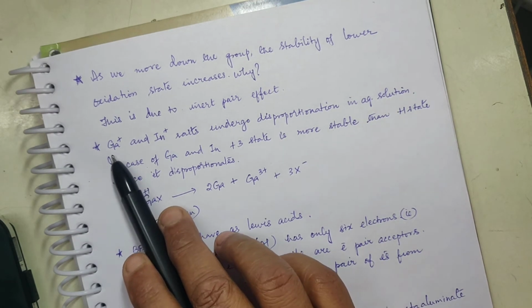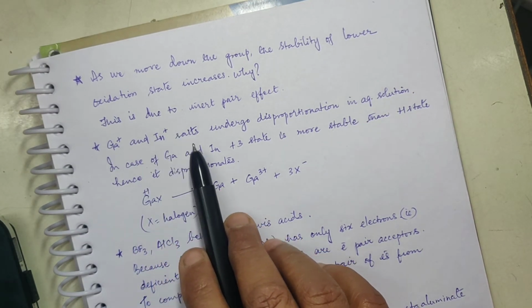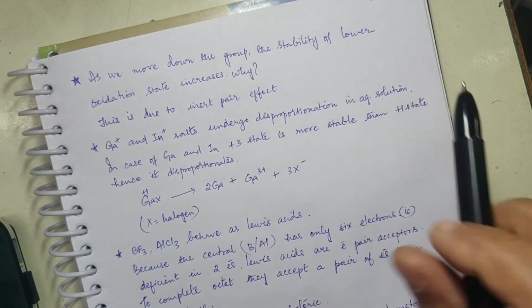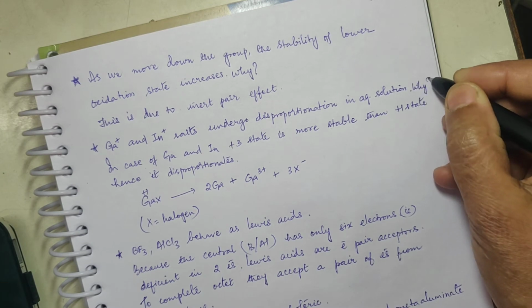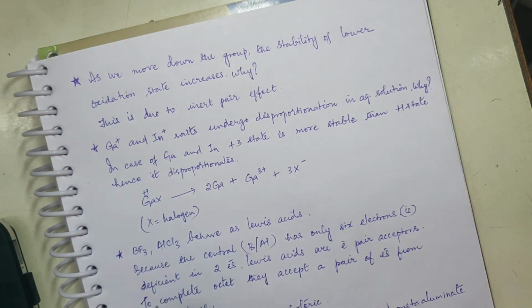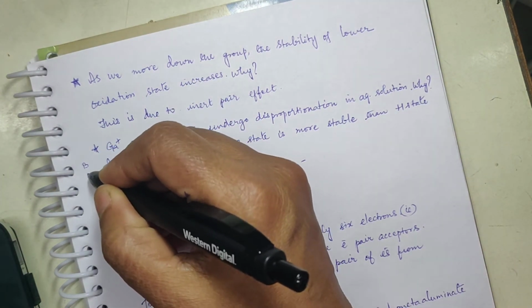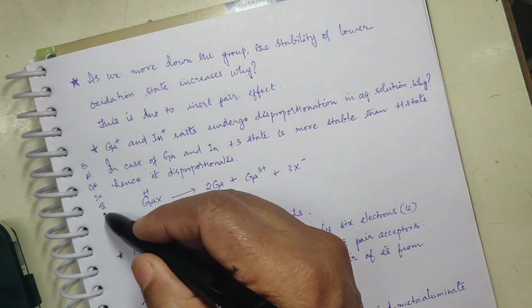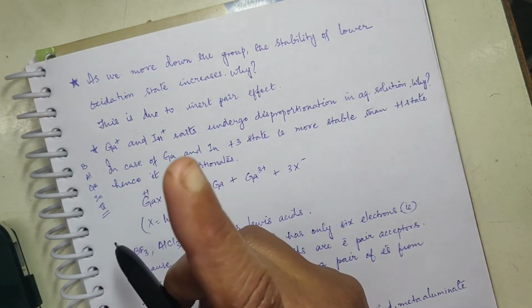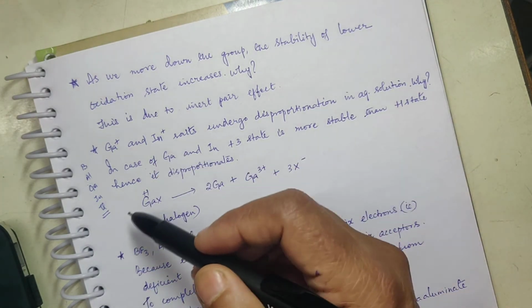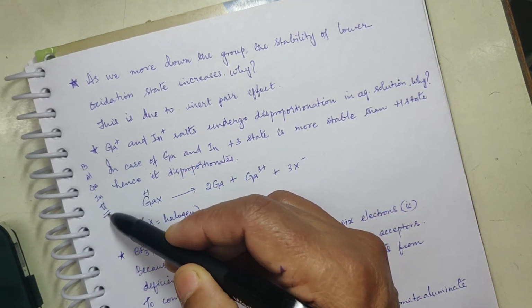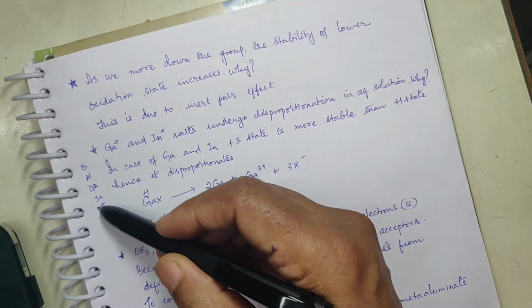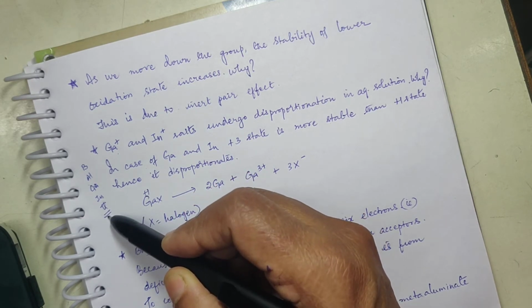Then, Ga+ and In+, these salts, they undergo disproportionation in aqueous solution. Why so? Now first of all, remember where is gallium and indium. You have boron, aluminium, gallium, indium, thallium. This we have already seen. Thallium exhibits only +1 oxidation state because of inert pair effect. Now we are talking about gallium and indium, which are above thallium. So they will preferably show +3 rather than +1. Only thallium will show +1 instead of +3.